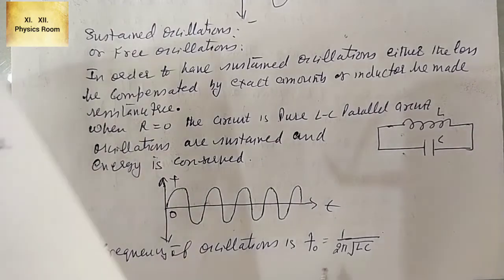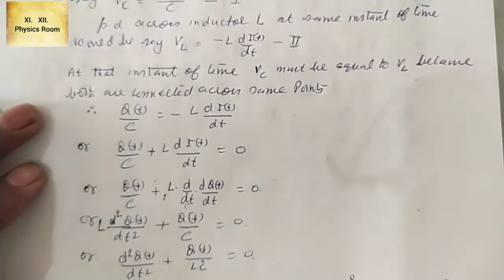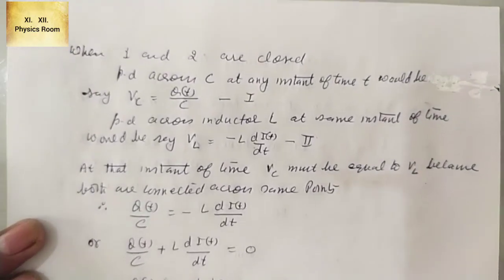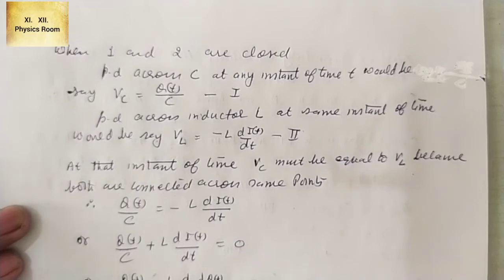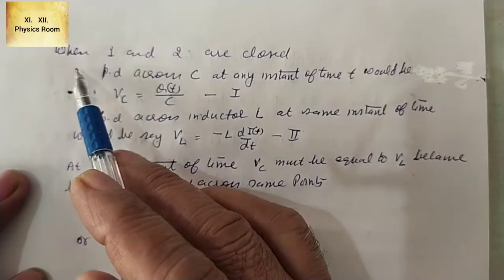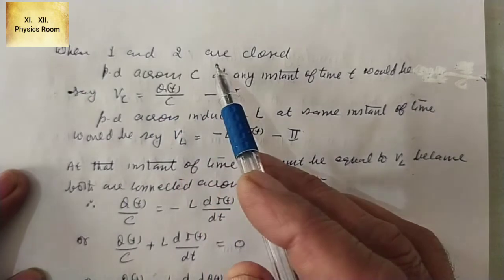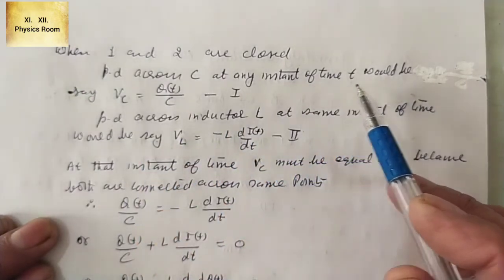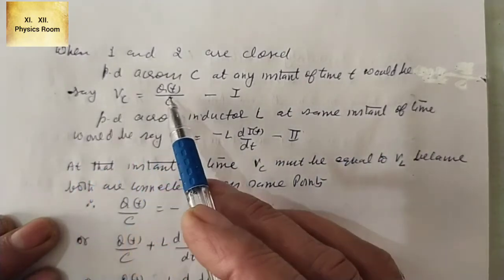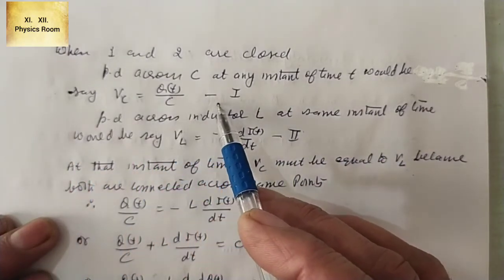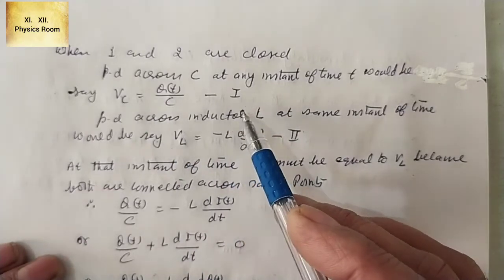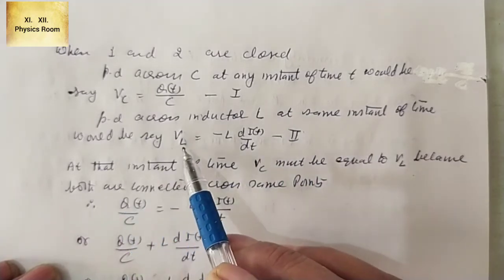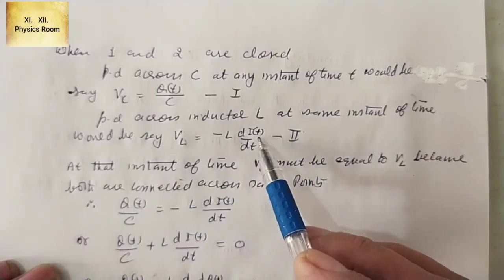Now let us see how the frequency is f equal to 1 by 2 pi root LC and how the sustained oscillations arise. Now, when 1 and 2 are closed, the PD across C at any instant of time t would be, say, Vc is equal to Q(t) by C. Mark it as equation 1 because V is equal to Q by C. Now the PD across inductor L at the same instant of time would be, say, VL equal to minus L di by dt.